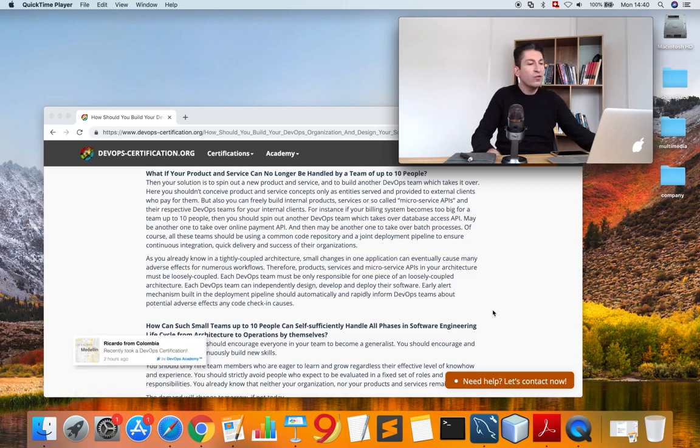For instance, if your billing system becomes too big for a team of up to 10 people, then you should spin out another DevOps team which takes over the database access API. Maybe another team takes over the online payment API. Then maybe another team takes over batch processes. Of course, all these teams should be using a common code repository and a joint deployment pipeline to ensure continuous integration, quick delivery, and the success of their organizations.